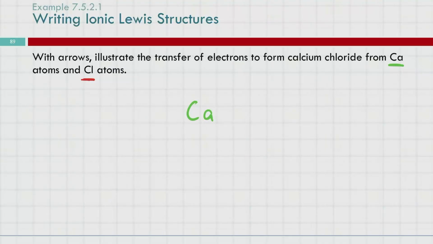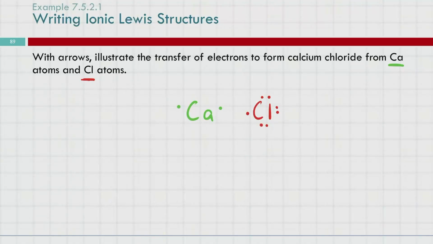We need to first write out what we have. We've got calcium. Calcium has how many valence electrons? Yes, it has 2 valence electrons. So we'll give it 2 valence electrons. I'm going to do those on opposite sides. And a chlorine atom is going to have how many valence electrons? Yeah, it's going to have 7.